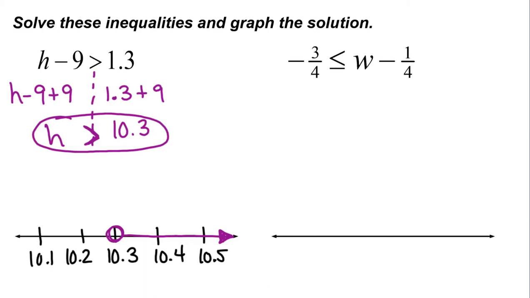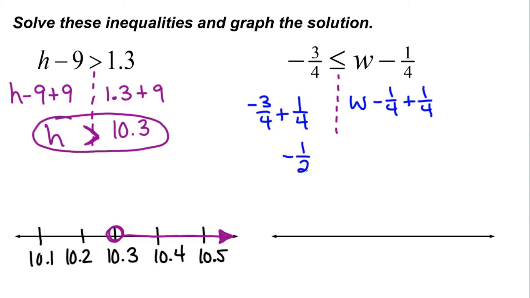Next one, we have -3/4 is less than or equal to w minus 1/4. We haven't seen a whole lot of problems like this one actually, where the variable is on the right-hand side of our inequality. So we'll see how we handle that here when we come to the end. Still going to look here and see what operation I have to undo. And this is subtraction. So I'm going to add 1/4 to both sides of this inequality. So I have -3/4 plus 1/4, and that is -2/4, which is -1/2 in simplest form.